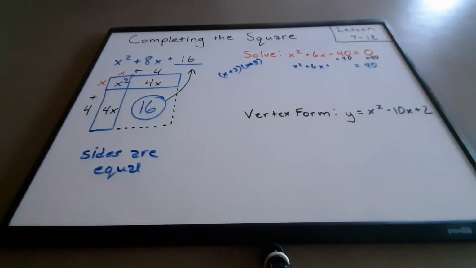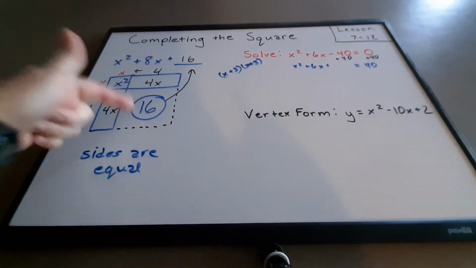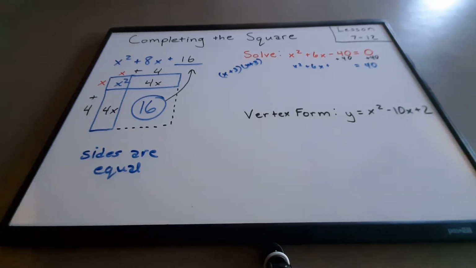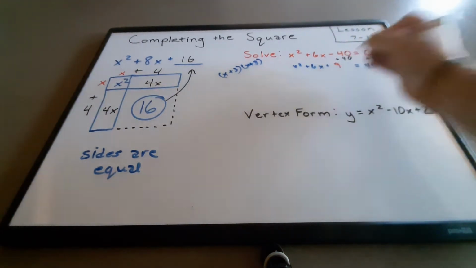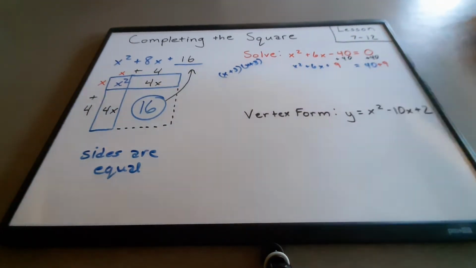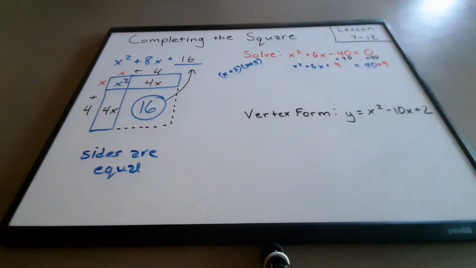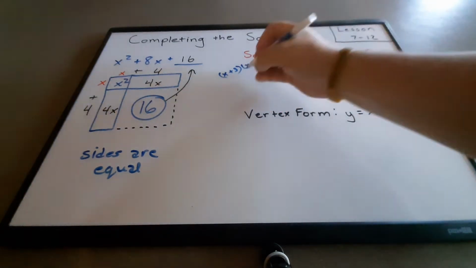Notice I could do that thinking without drawing the whole picture. The important part here is what gets added on. Here we did 4 times 4 gave us 16. So here we're going to do 3 times 3 gives us 9. So we're actually going to add 9. And because we added on one side, we have to add it on the other side. This right here is the same as this, but there's an even better way of writing it.